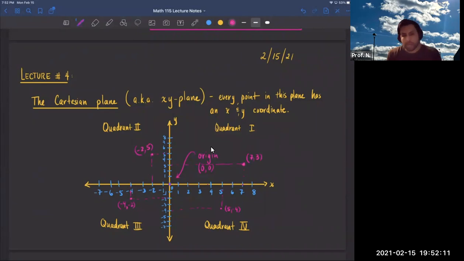So this is the XY plane. This is called the Cartesian plane. They also call it the rectangular coordinate system. So these are several monikers that this has. So this is the rectangular coordinate system. It's a bit longer.